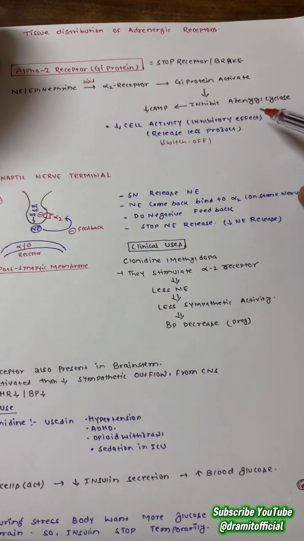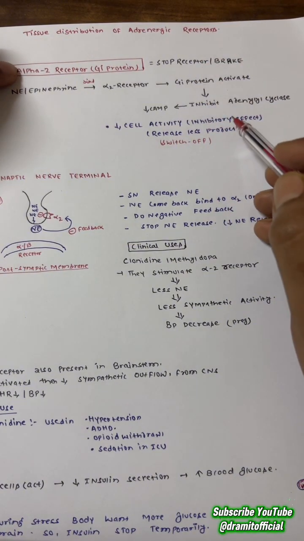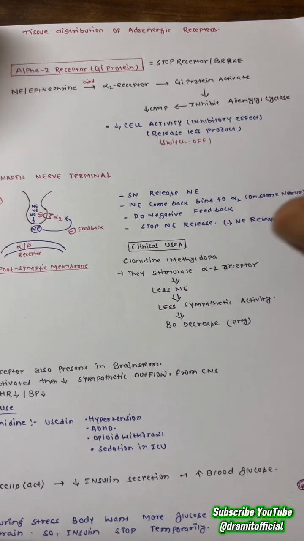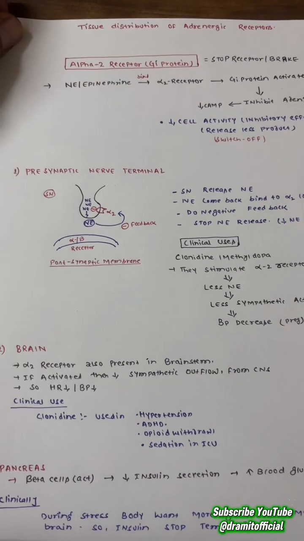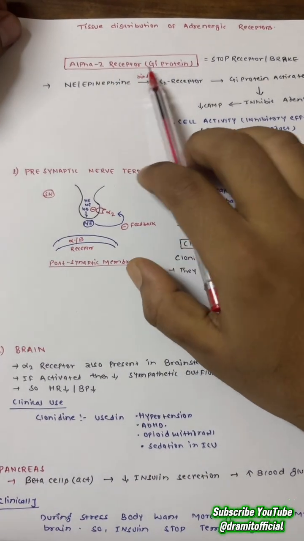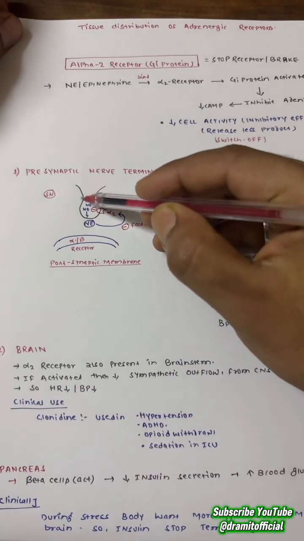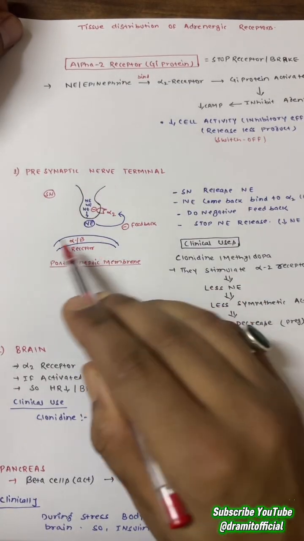So basically the alpha 2 receptor is also called a stop receptor or a brake receptor. It will simply release less product. Whatever product is released from that organ will be less, so it basically switches off that organ. So let's first see how this alpha 2 receptor works on the presynaptic nerve terminal. Suppose this is a sympathetic nerve. We all know this is the presynaptic and there is a postsynaptic nerve terminal.